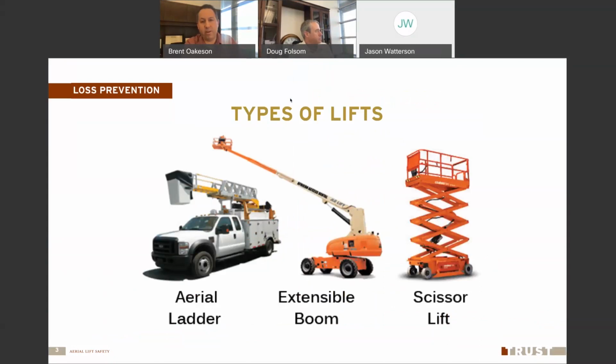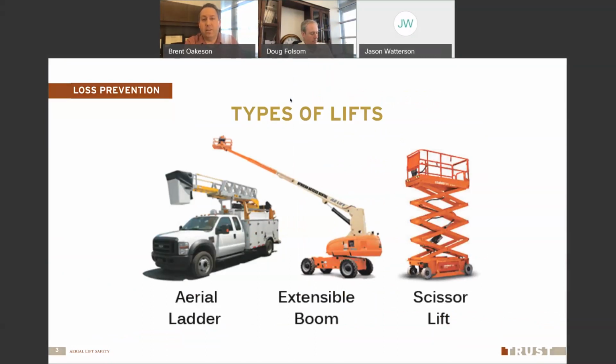So on the left, we have an aerial ladder, similar to a bucket truck. In the middle is an extensible boom, where the boom extends out and goes really far outside of the base of the equipment. And on the right, we have a scissor lift that goes up and down. So this gives you an idea of the different types we're going to talk about.